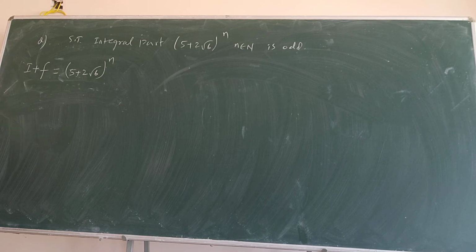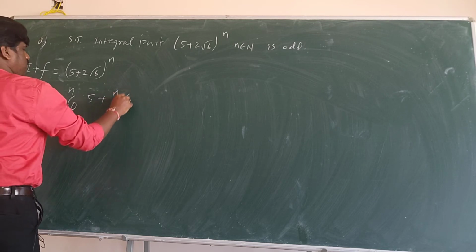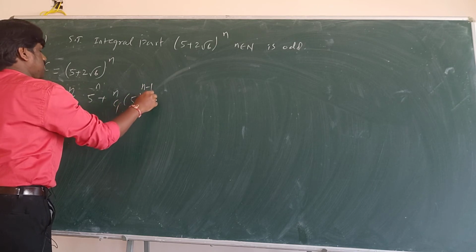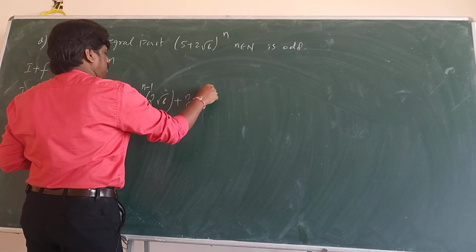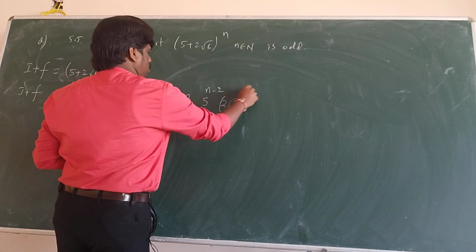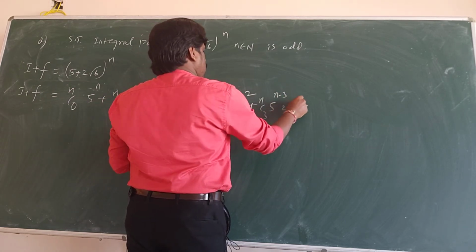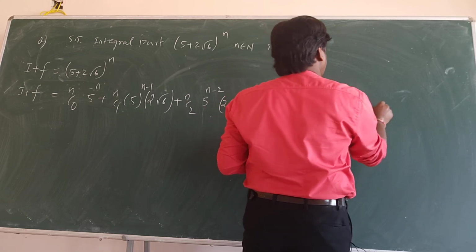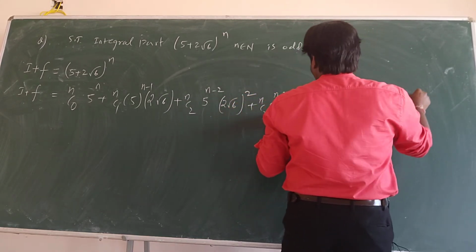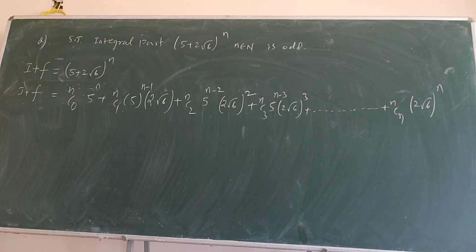First I will expand. If I expand this, what I get: I plus f is equal to nC0 5 to the power n, plus nC1 5 power n minus 1 into 2 root 6, plus nC2 5 power n minus 2 into 2 root 6 whole square, plus nC3 5 power n minus 3 into 2 root 6 whole cube, plus so and so, plus nCn 2 root 6 to the power of n. Correct? Yes, sir.